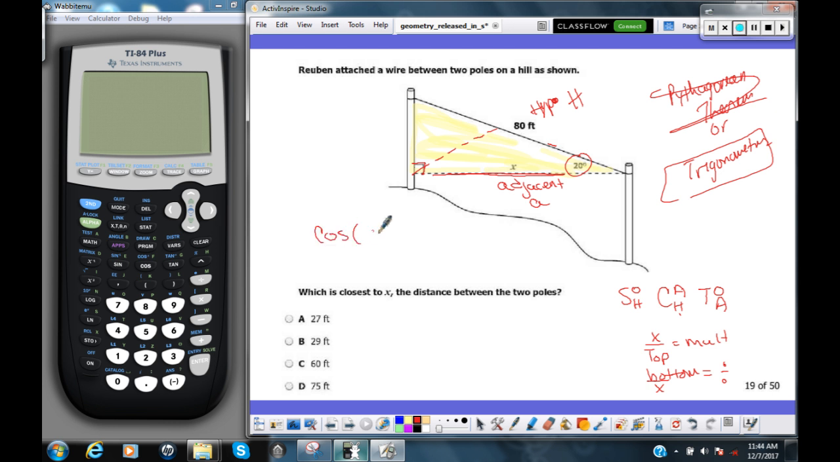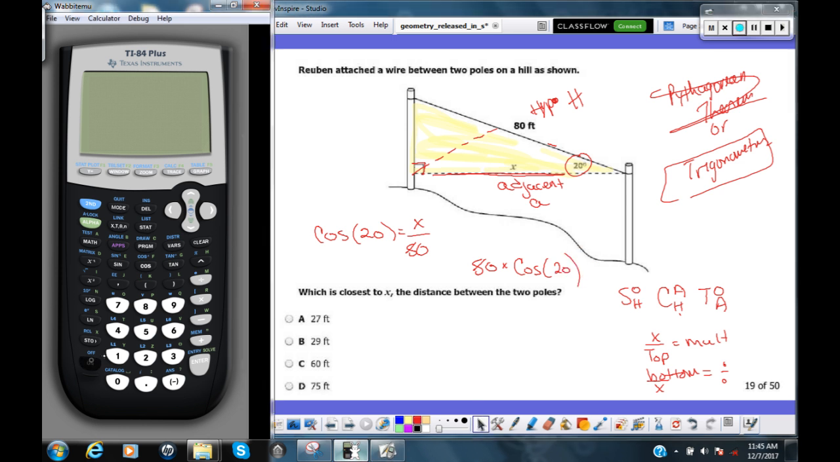Cosine, every time I circle the angle, that's what goes in parentheses, equals my A, which is x, over 80. So this puts my x on top, which means I'm going to multiply 80 times cosine of 20. When I go to my calculator, I need to make sure I'm in the correct mode to begin with. So go to mode, and I'm in degree. That's what I need to be. If you're not and you're flashing radian, you scroll over and hit enter.